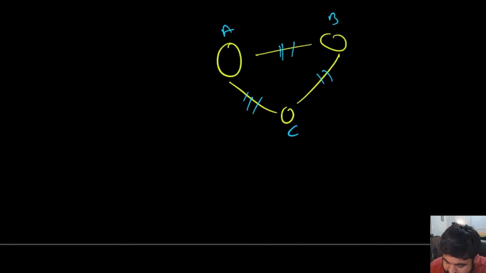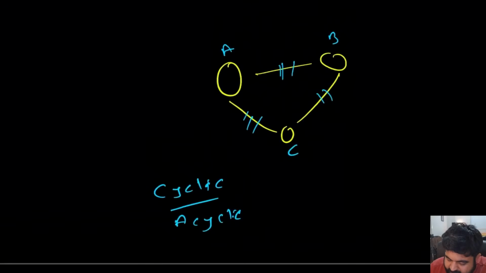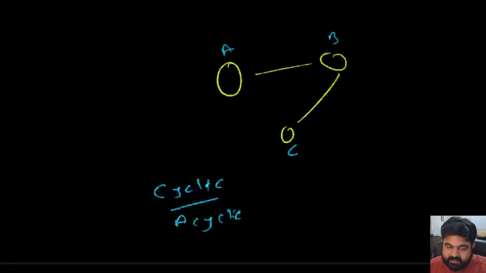Then there is also the concept of cyclic graphs and acyclic graphs. Essentially, this is a cyclic graph, and if I did not have this edge in this case, then this would have been an acyclic graph, where a cyclic graph means that there exists a cycle between the nodes, and an acyclic graph means that there are no cycles happening.